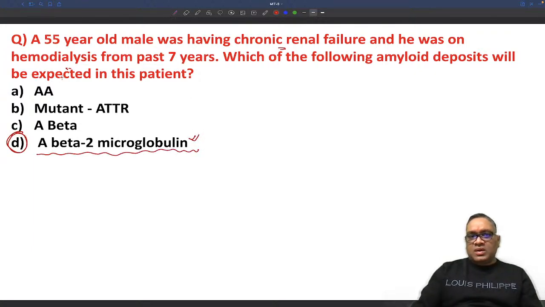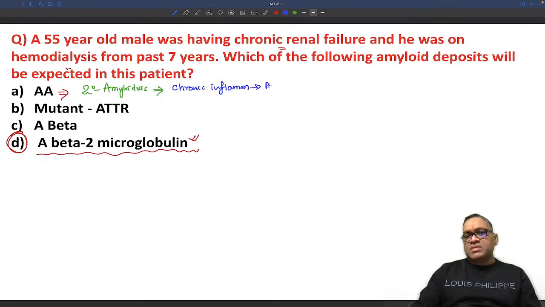Now come to this one. This AA type is called secondary amyloidosis, right? Secondary amyloidosis, where will you see it? It will be seen in chronic inflammation.